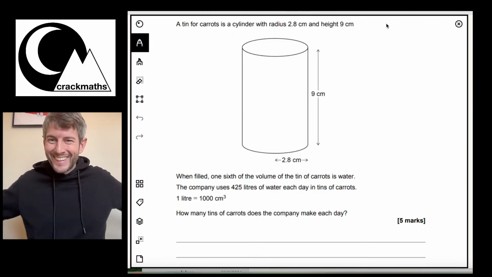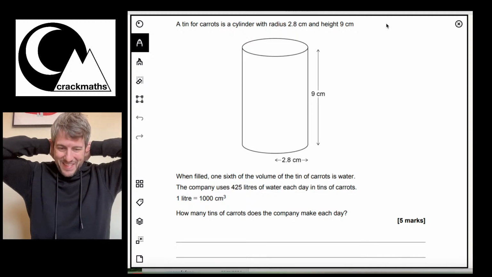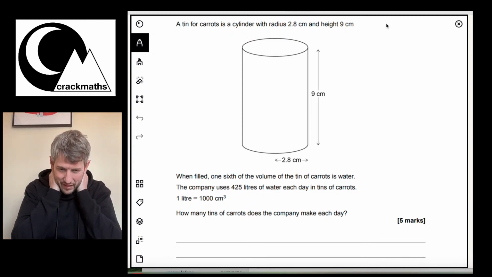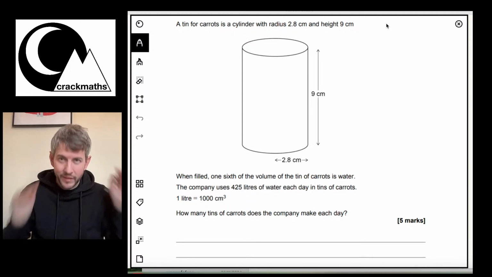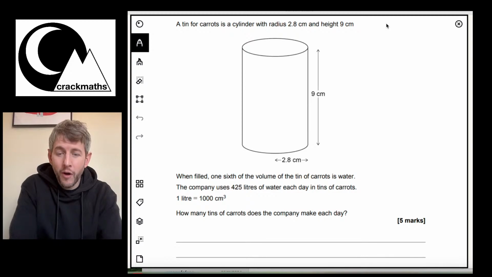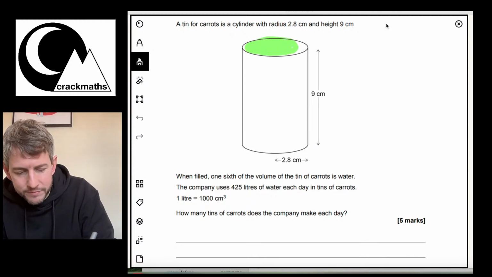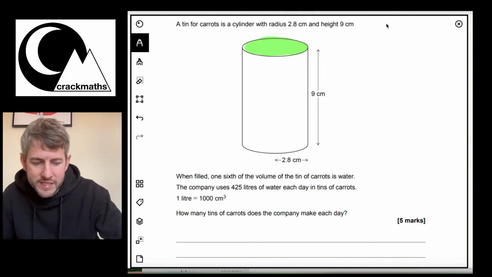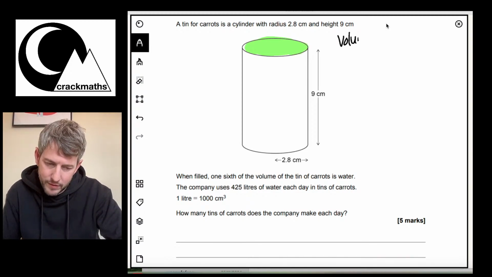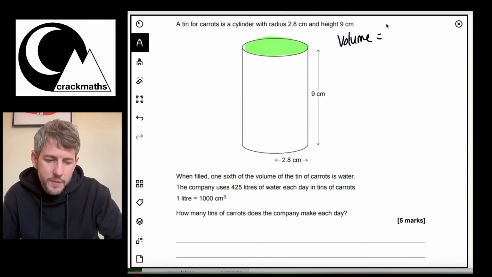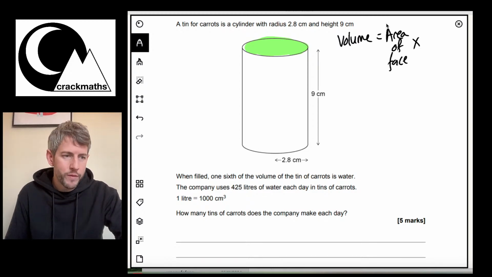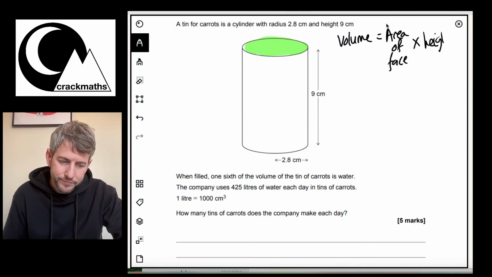Oh, right. There's a lot going on there. But I think the first thing we should do is find out the volume of the cylinder. Remember, a cylinder is a prism. So the volume of the cylinder is always going to be area of face times depth, or in this case, height.